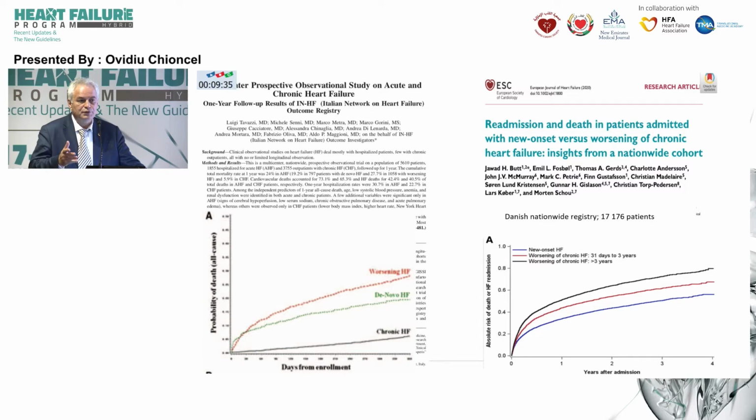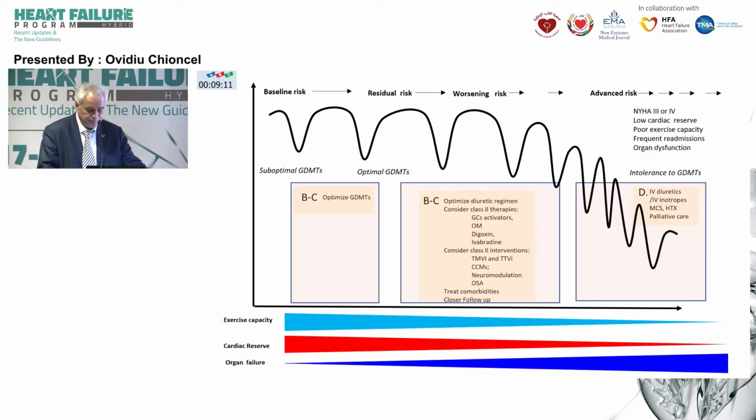First of all, because of prognostic information, and we know from an Italian study 10 years ago, and from a Danish study, that patients admitted for worsening chronic heart failure, so with worsening symptoms but with a previous history of heart failure, had a worse prognosis than patients with de novo heart failure. This is very important considering progression of heart failure.